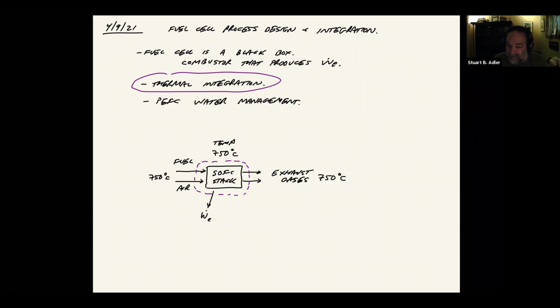Okay, so if that's true, we can't flow thermal energy magically out of our stack. How do we make the energy balance? And I think the only way to think about that is we have to have a temperature difference. So this going in has to be less than 750 degrees C. And all these exhaust gases coming out, maybe they're greater than 750 degrees C. And now all of a sudden we have a way of removing thermal energy.